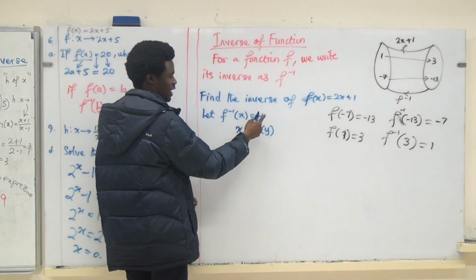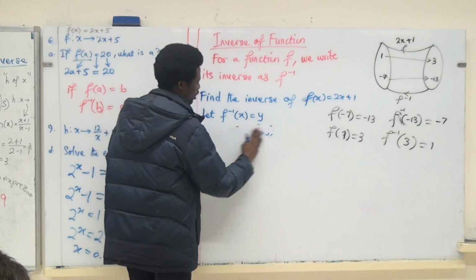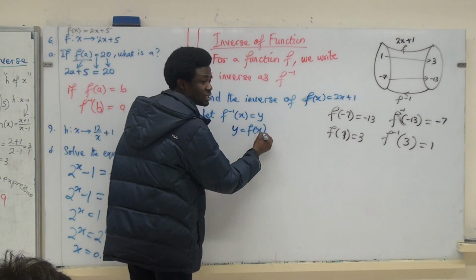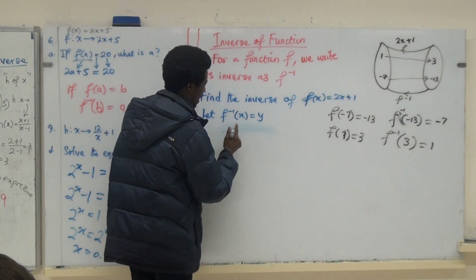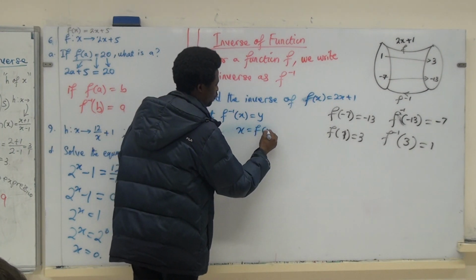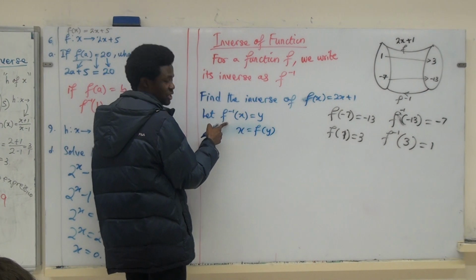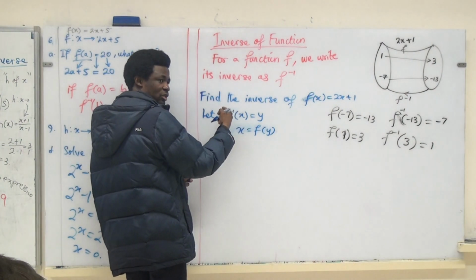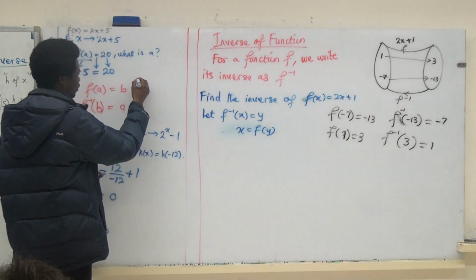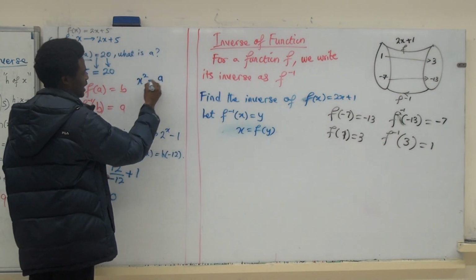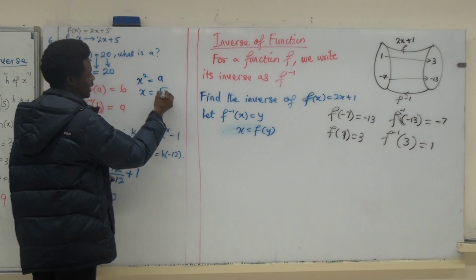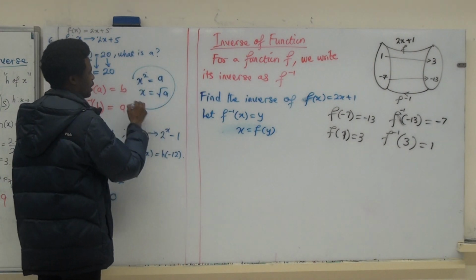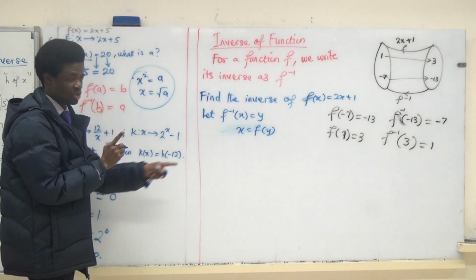So if f inverse of x is y, then x is equal to f of y. Basically, to isolate x, you have to do the reverse of this one on the other side, just like if x squared is equal to a, then x will be the square root of a. That is the reverse of this one. Does everybody get what I'm saying? There's a reason for this.